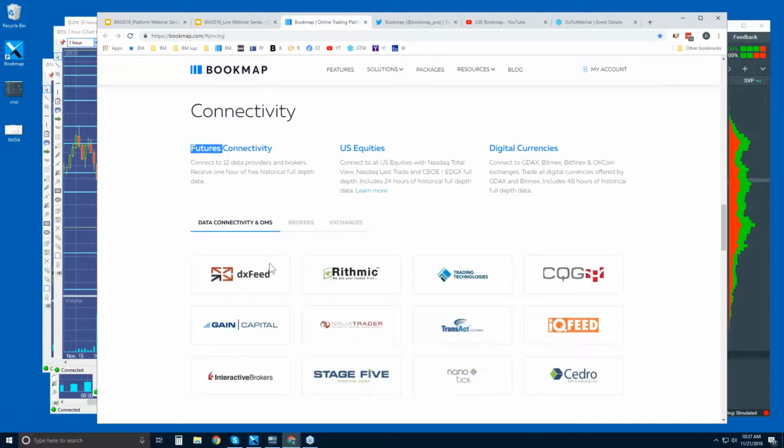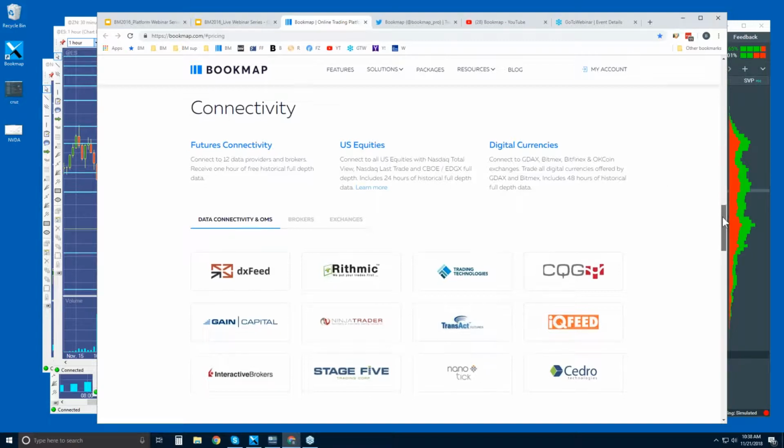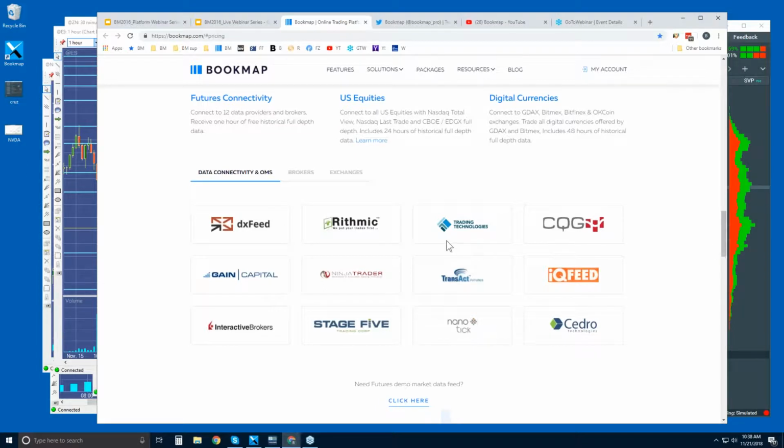All right, so you will need to subscribe first to Bookmap, and then you will need to subscribe to the US equities in DX feed. For futures, you have a variety of options here. You can connect with Rhythmic, CQG, Gain Capital, Transact, IQ Feed, Nanotick, and Cedro. So many options there. You can also connect via the API of TTX Trader Pro, Ninja 7 and 8, and Interactive Brokers Traders Workstation. So you can connect with the API of these three platforms. However, it's recommended to bypass their platform completely and get cleaner data directly from the data provider like Rhythmic or CQG.